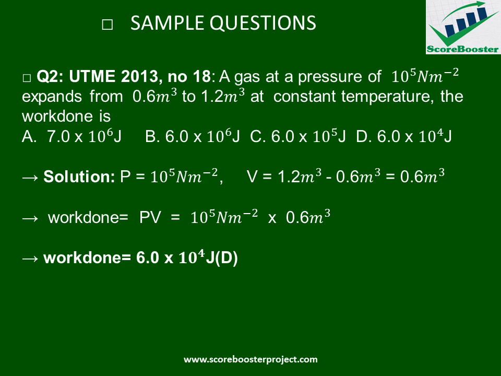Then we have to record that the constant of proportionality in Boyle's law, K, is equal to P times V, and that it can be equivalent to work done as proved in the earlier part of this presentation. Therefore, our work done here will be equal to P times V. When we substitute, our P is 10 raised to the power 5 Newton per meter square times 0.6 meter cube, which is our volume. So if we solve this, we are going to have 6 times 10 raised to the power 4 joule, making option D the correct answer for this particular question.